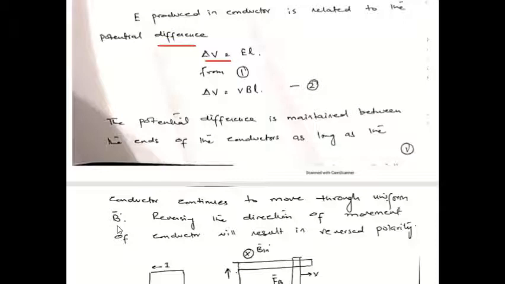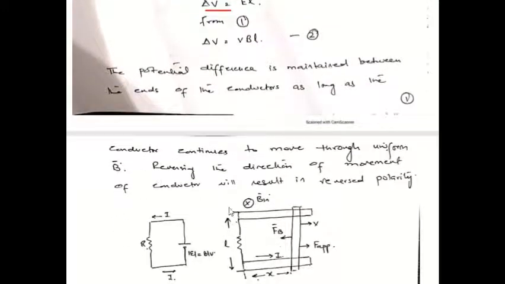So to maintain the potential difference across the conductor, we have to keep the conductor moving in the uniform magnetic field. In this case our conductor is moving from left to right, so suppose we have polarity from positive to negative. If we reverse the direction of the velocity, then the polarity of the potential will also reverse. So the polarity depends upon the direction of the velocity.